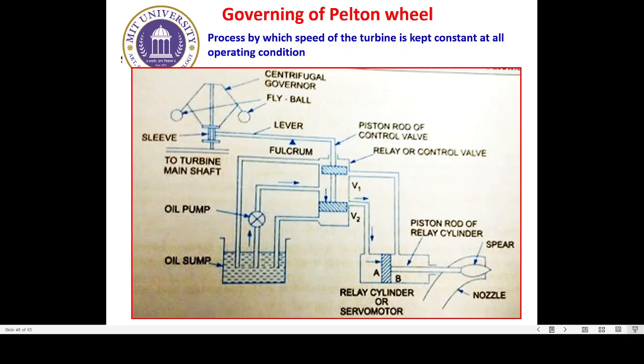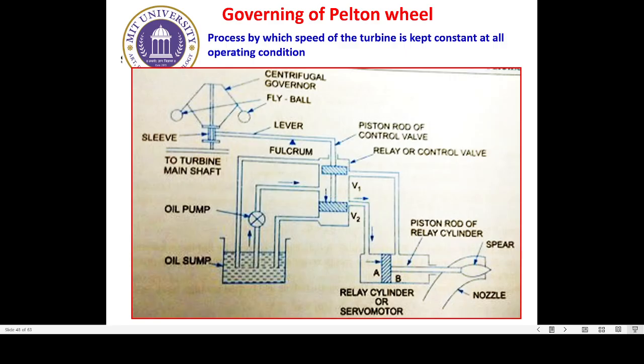The governor is the one which regulates the rate of flow through the turbine depending upon the load on the turbine, whether the load is increased or decreased. So the load of the turbine does not necessarily remain constant. It is subjected to fluctuating, or let us say, variable load conditions.